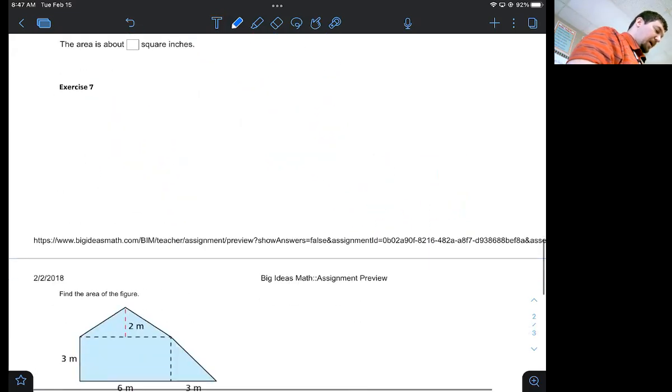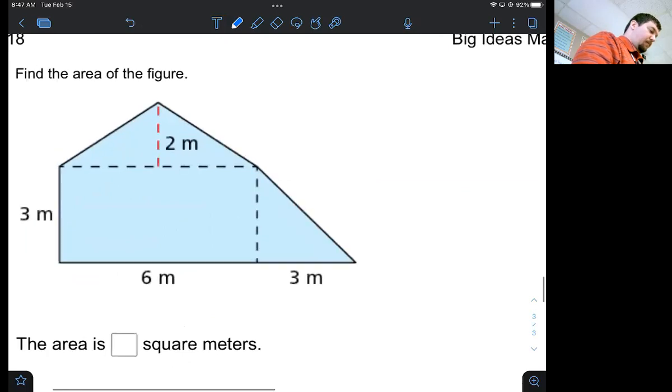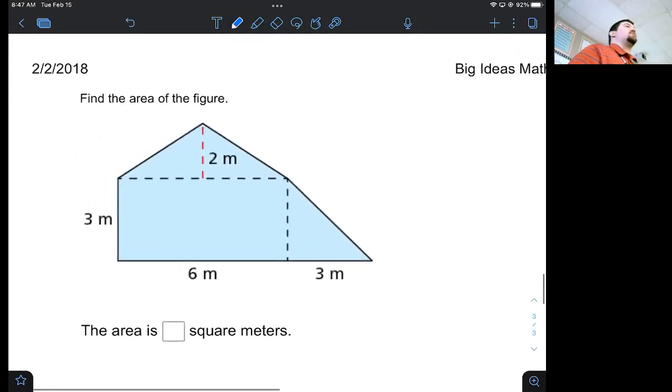Number 7 is our next problem. Number 7 is this shape. How many circles do you see in that shape? None. So I shouldn't use pi at all. Pi is only for when you see circles, semicircles. We even saw a quarter circle yesterday. If I don't have any circles, I'm not going to use pi.